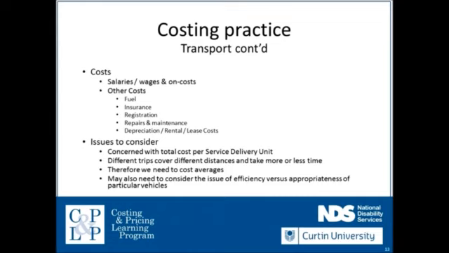Other issues to consider include the total cost that is allocated per service delivery unit or unit of measurement for transport services, as well as, I said before, that different trips may be covering different distances and may take more or less time associated with each trip. Obviously, costing averages is the easiest and most cost-efficient way to undertake this process, but it might be, as I said before, that you need to cost specific trips, particularly if you're operating in rural, regional or remote areas.